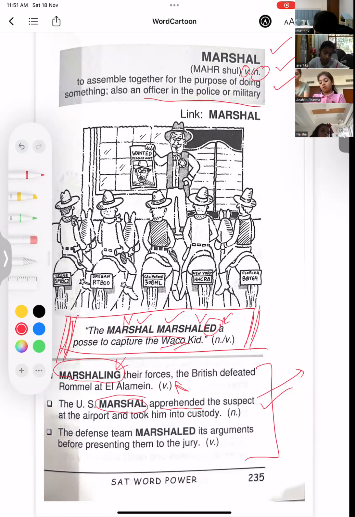The defense team marshaled its arguments before presenting them to the jury. Now, here it's again the verb form. Got it, children? Let's see which is the next word.